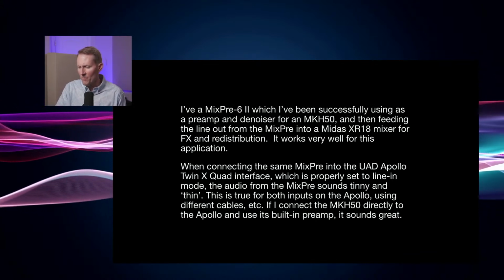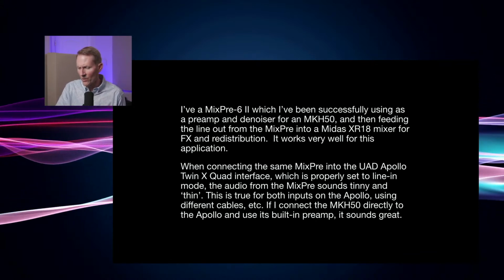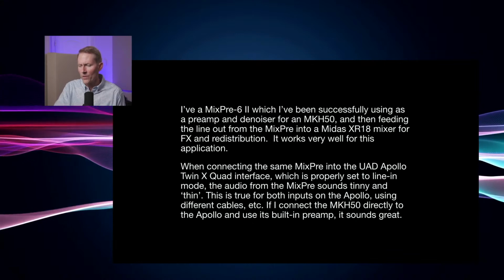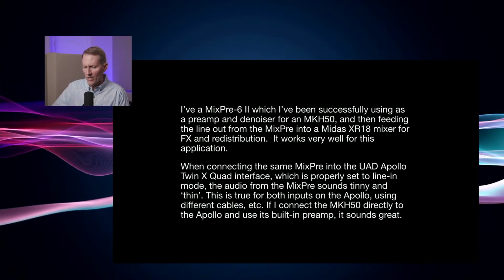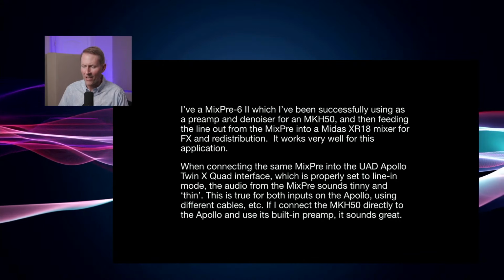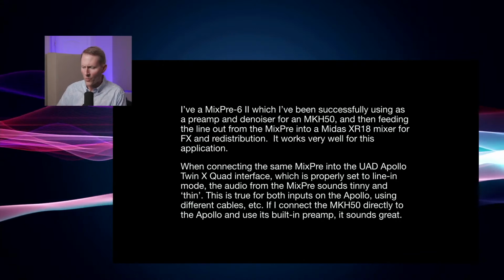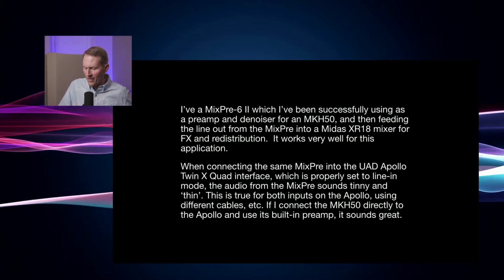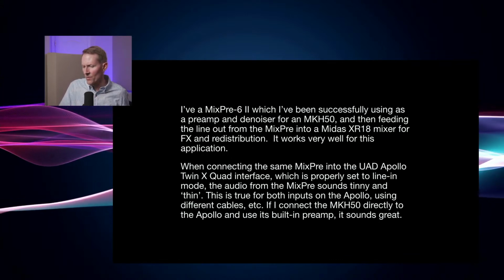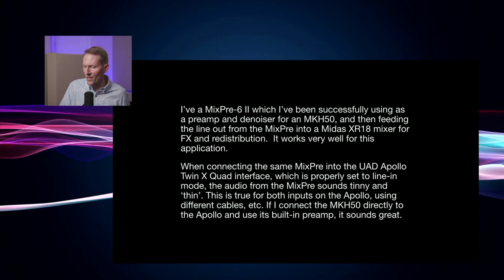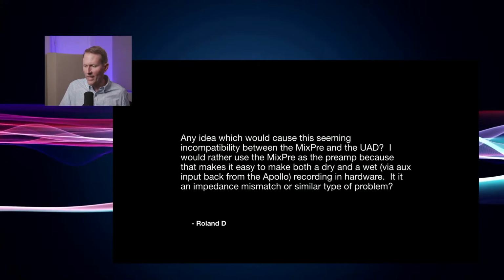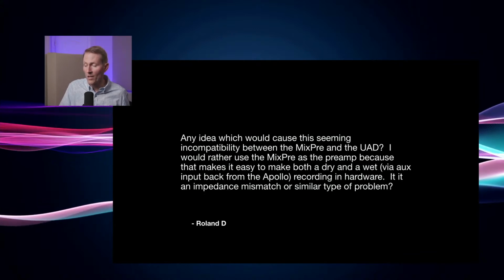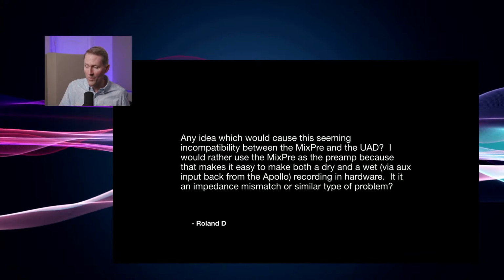When connecting the same MixPre into the UAD Apollo Twin-X quad interface, which is properly set to line-in mode, the audio from the MixPre sounds tinny and thin. This is true for both inputs on the Apollo using different cables, etc. If I connect the MKH50 directly to the Apollo and use its built-in preamp, it sounds great. Any idea which would cause this seeming incompatibility between the MixPre and the UAD?